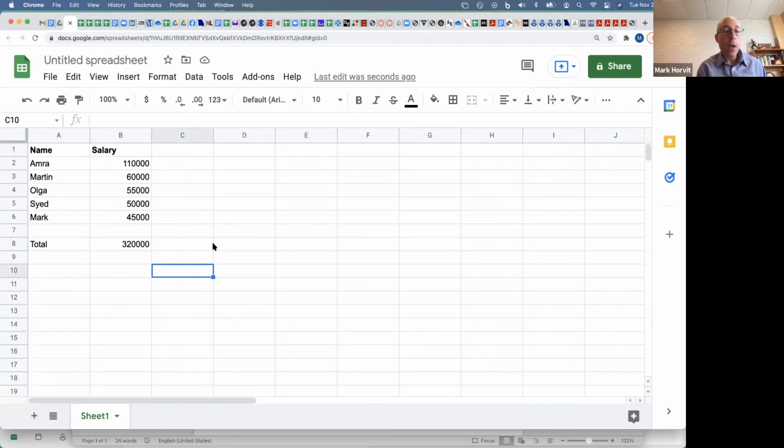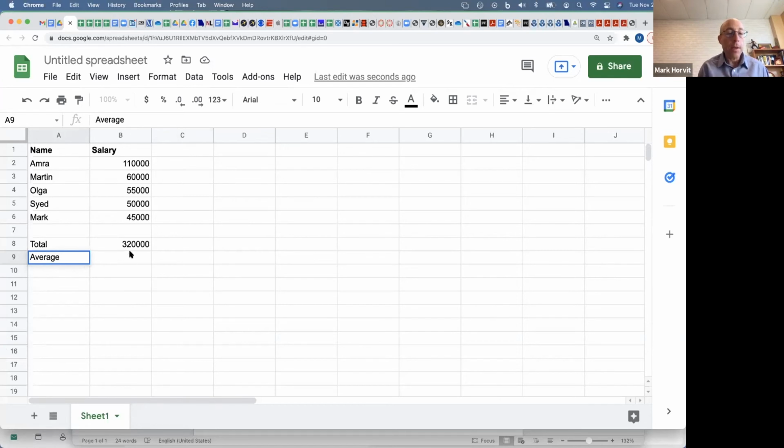All right, cool. All right, so now I know my total. I might want to figure out what my average employee makes. I might want to be able to put in my story, what does the average person make who works for my company? So let's go to cell A9 and let's label it average, because that's what we're going to figure out.